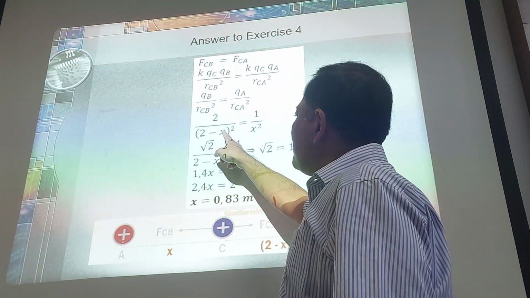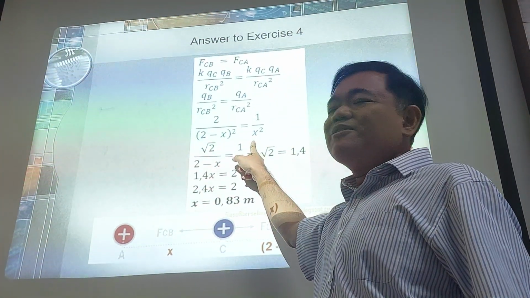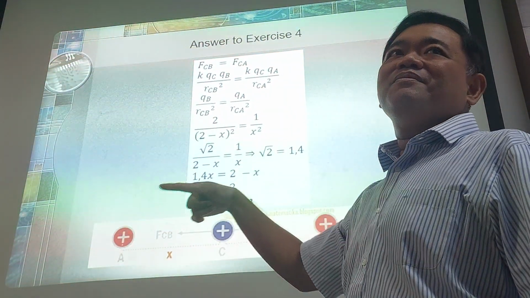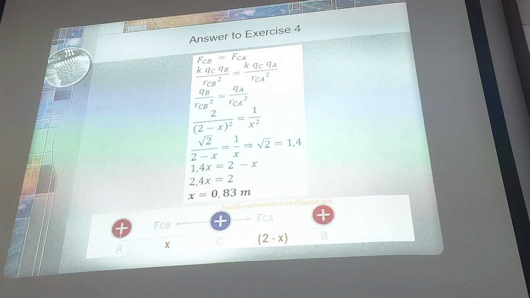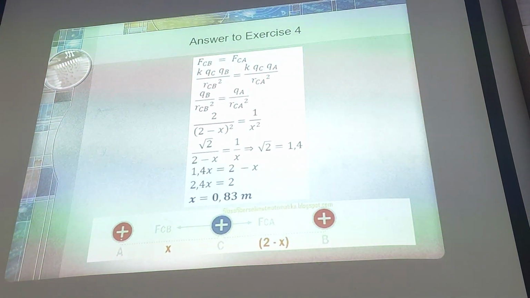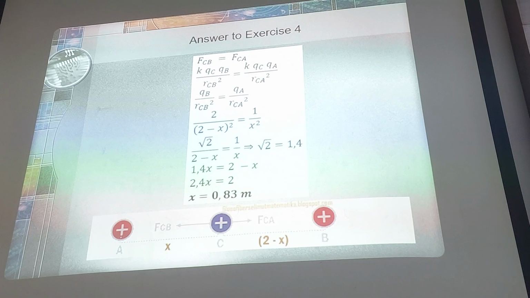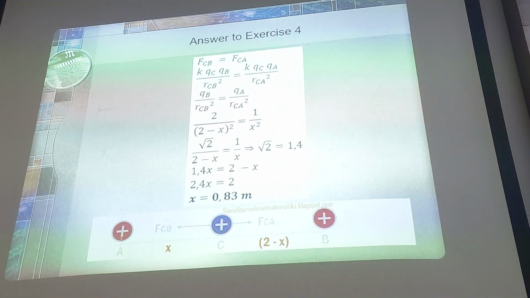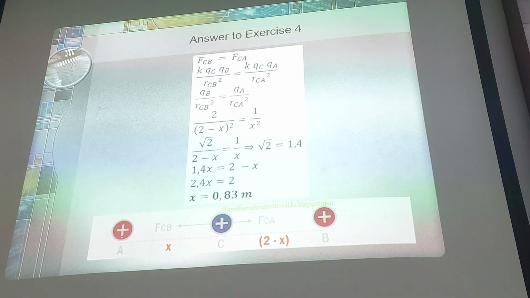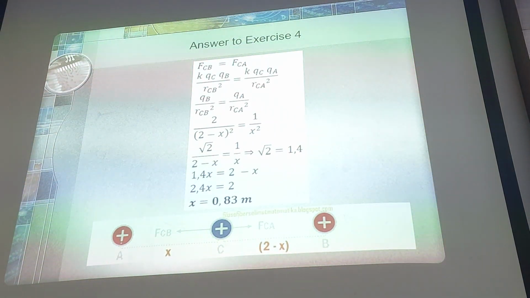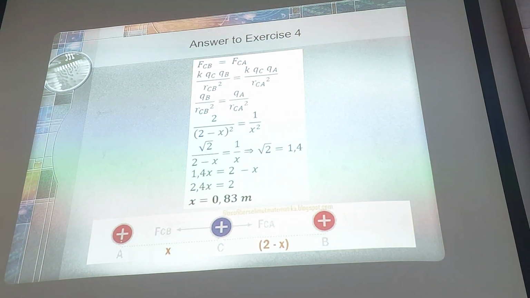And RCB is 2 minus X, RCA is X. Then it ends up the same. But yeah, you're saving a little bit of time. And here it's fine, except for your notation that you need to remember. The calculation is fine, it's just that I want to try to eliminate some variables to make it a bit faster. Any question from this example?